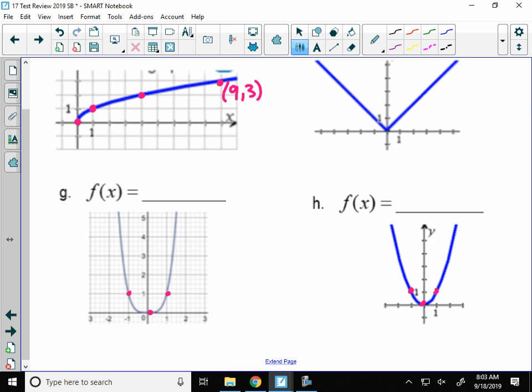Now this graph on the left has a flatter base, so that is x to the fourth. Remember that kind of parabola shape: the higher the exponent, x to the fourth, x to the sixth, the flatter the bottom gets. And here would be your basic quadratic function, x squared.